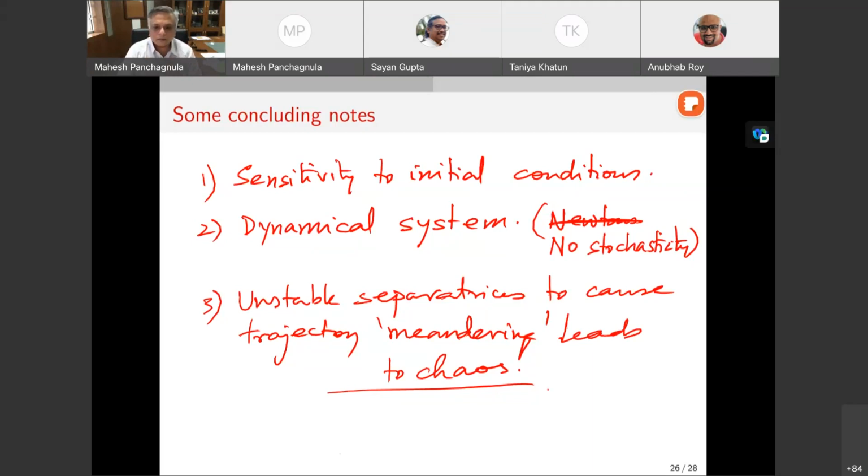There's another question in the chat box. Is limit cycle present in every chaotic system? So I'm going to assume that you are talking about systems that are time continuous, not maps.